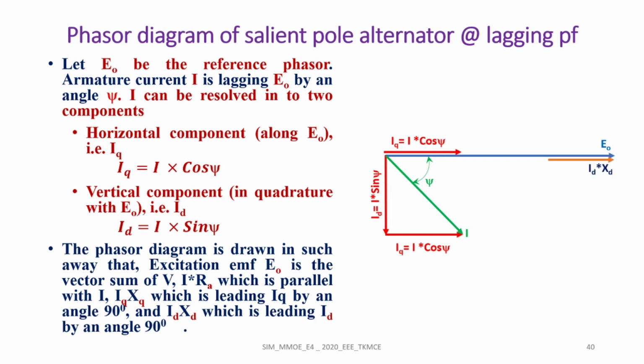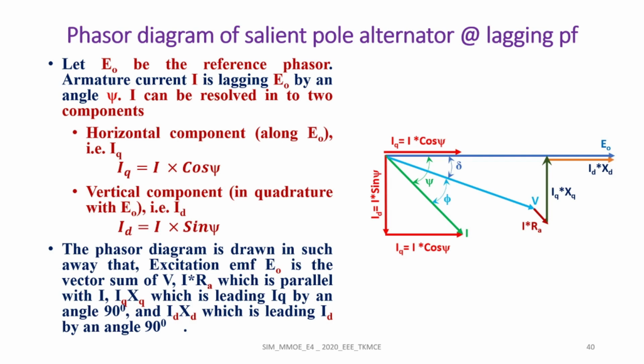Then we need to subtract IQ into XQ, that is leading IQ by 90 degree. This is IQ. So this vector IQXQ is leading IQ by 90 degree. Then we need to subtract I into RA drop, that is drawn parallel with I. So after subtracting all these drops, the final phasor is V, that is the terminal voltage. Angle between E0 and V is delta, that is load angle or torque angle. Angle between V and I is the power factor angle phi.